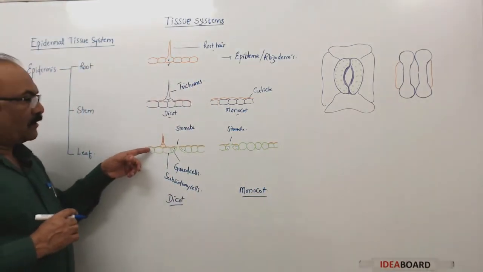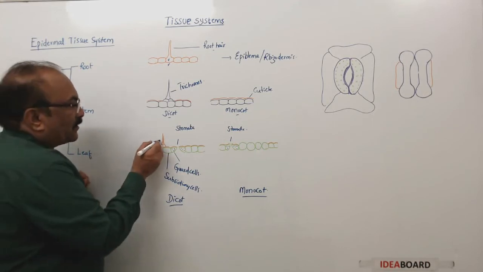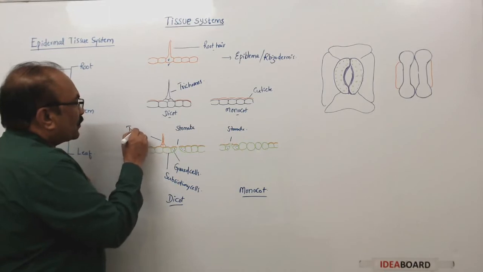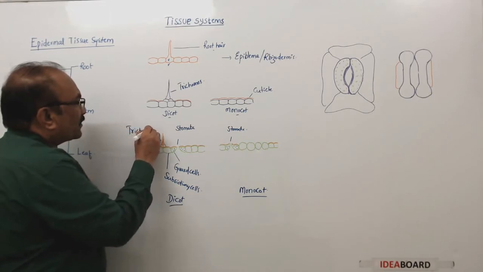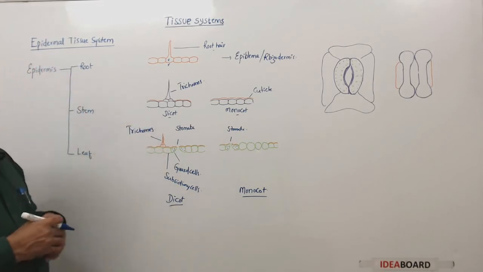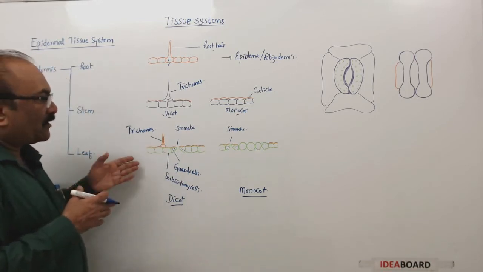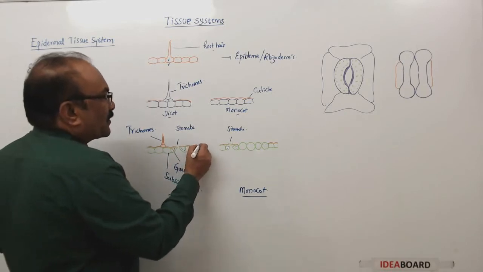Okay, and here you can see that what is the extra structure you are finding here? Trichomes. So trichomes are present in associated with dicot leaves, and trichomes are absent in monocot leaves. But both are provided with the cuticle. So cuticle is present in both.